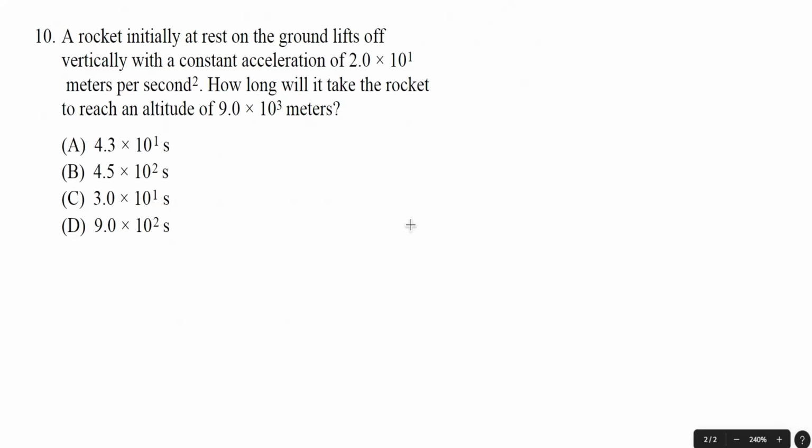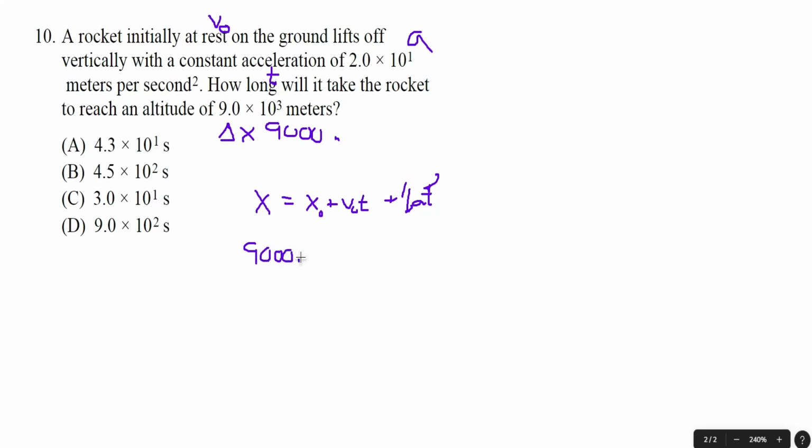All right, so here they tell us that a rocket initially starts off at rest with an initial velocity of 0. It has an acceleration of 20 meters per second squared, and they want us to figure out the time it takes to cover a distance of 9,000 meters. So this is going to be the annoying x equation. So x equals x naught plus v naught t plus 1/2 at squared. So we're going to plug in 9,000 meters. Again, these two terms drop out, so this is all just going to be 0.